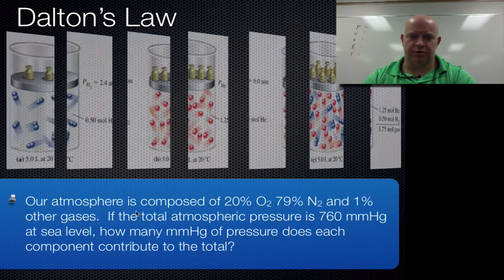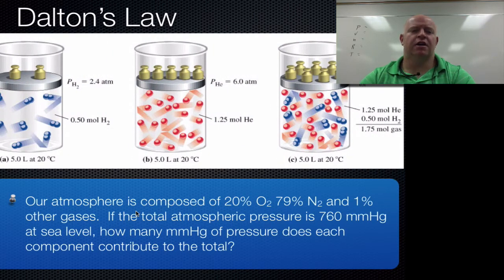So let's take a look at what that means. If we have a container that contains 2.4 atmospheres of hydrogen gas, basically a half a mole of hydrogen gas flying around, and a container that contains 6 atmospheres of pressure of helium gas, or 1.25 moles of helium gas, and we put them together, what we would get is this. You would still get the same volume. We're not changing the volume here.